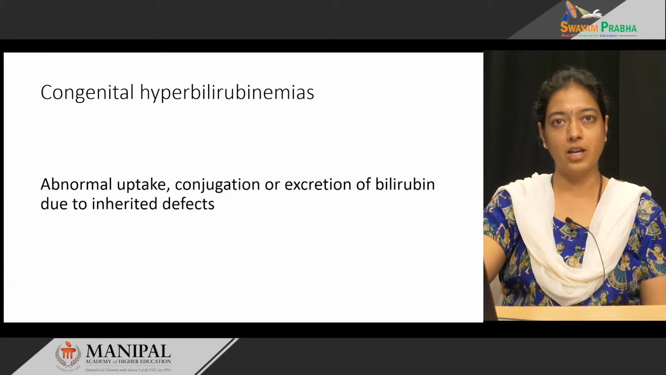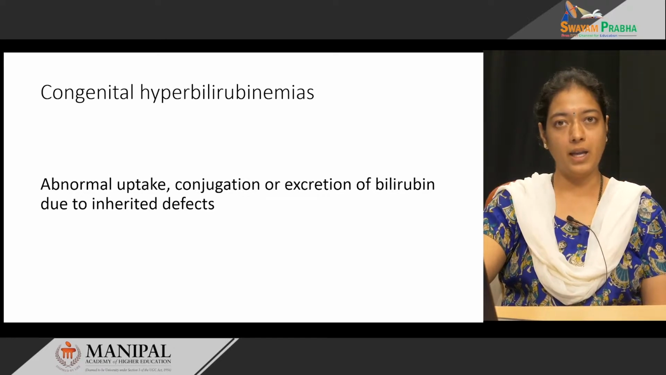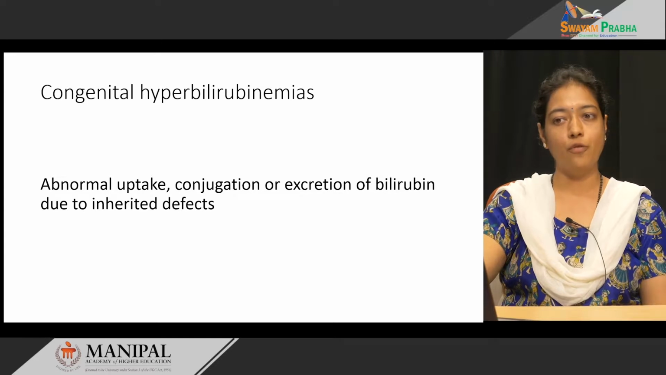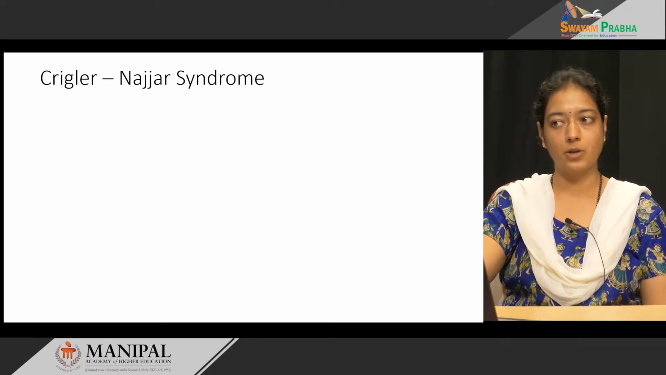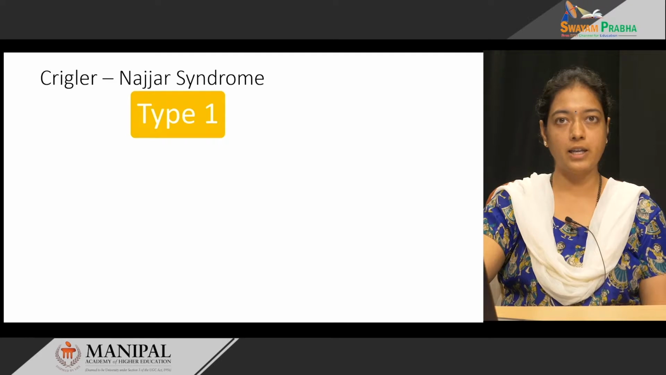So, what is congenital hyperbilirubinemia? The congenital hyperbilirubinemias are inherited defects due to abnormal uptake, conjugation or excretion of bilirubin. So, congenital is by birth. We will look into one by one. The first disorder is Crigler-Najjar syndrome. There are 2 types of Crigler-Najjar syndrome, type 1 and type 2.